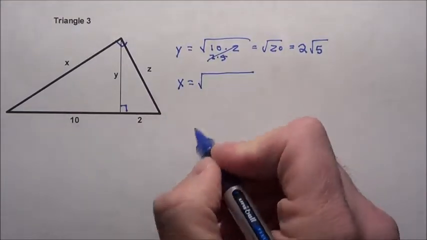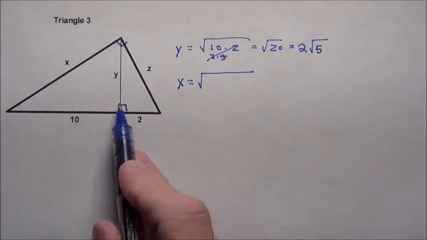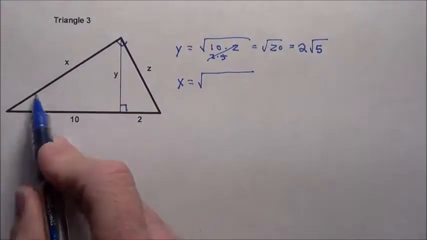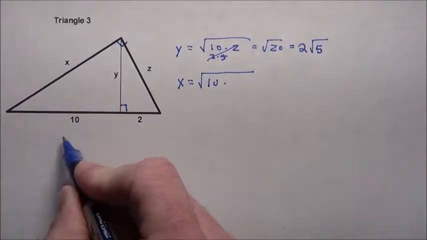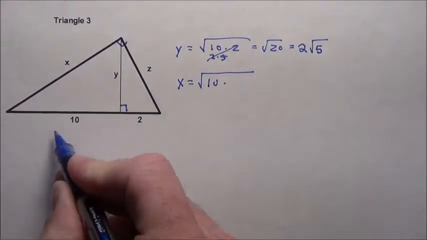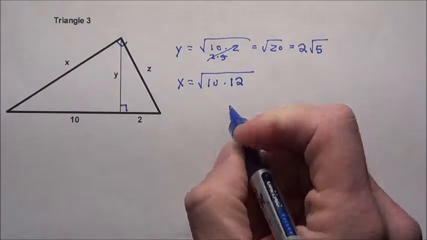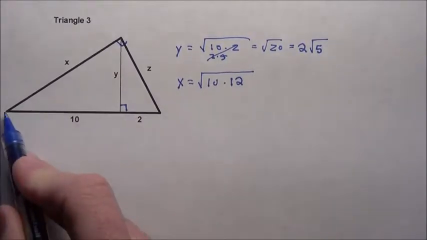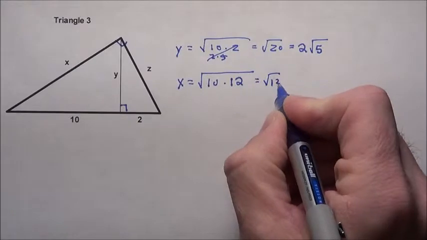X, same type idea. It's a square root, but it can't be the 10 times 2, because that's what the centerpiece y is. For x, we simply take its closest length, where it's sitting, which is the 10. So we're going to do 10 times the whole length here, the whole leg all the way across. Well, 10 plus 2 is 12. That whole length is 12. So x is going to be the square root of the 10 times the whole length, 12. That's going to give me square root of 120.